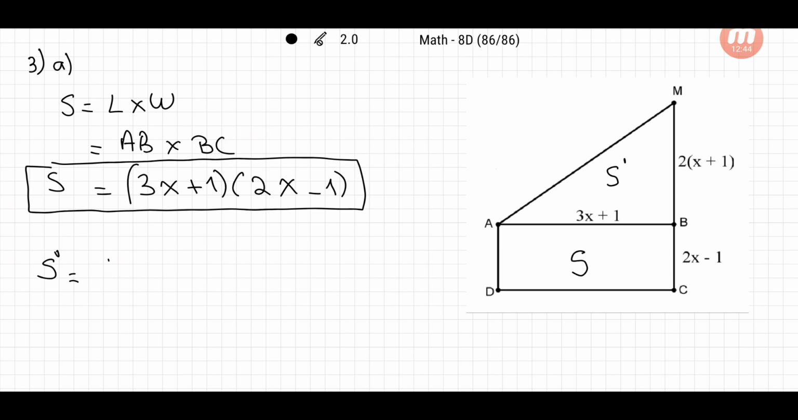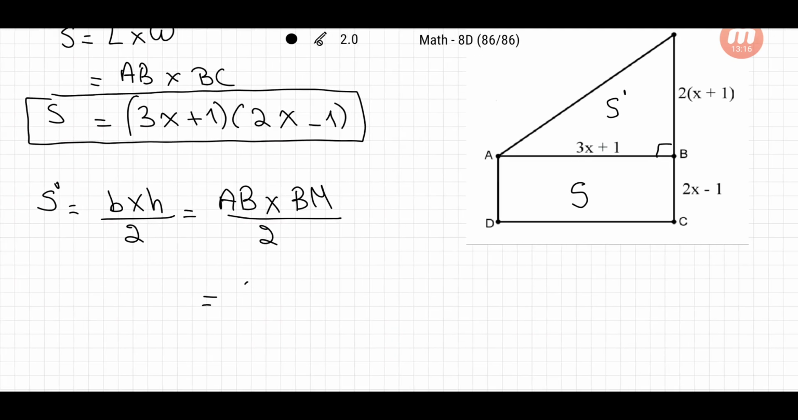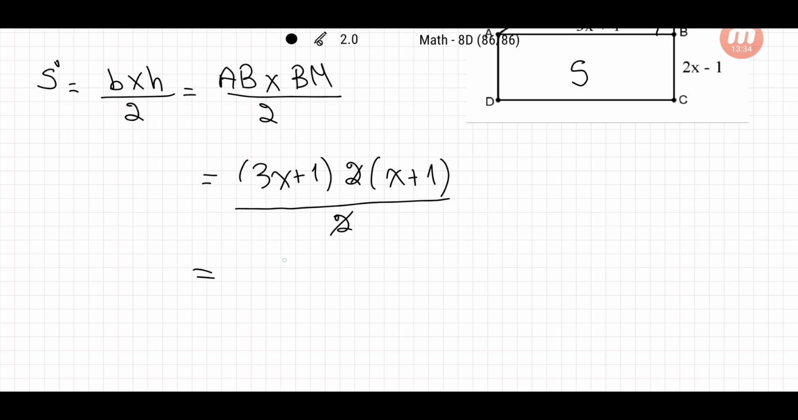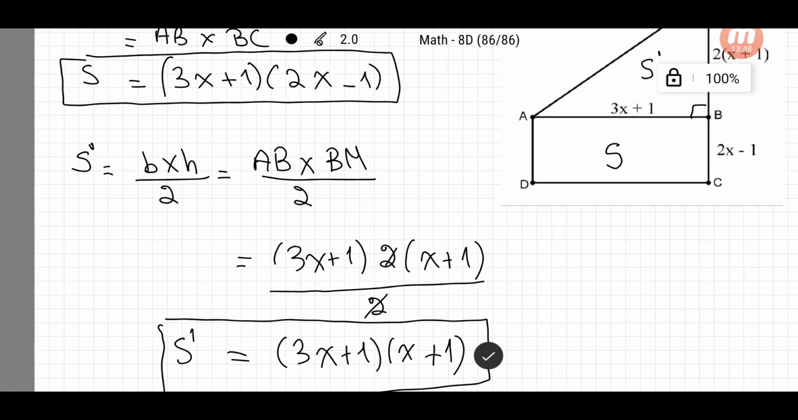Now for S prime, it is base times height over 2. In this right triangle, this is the base and this is the height. So it is base, which is 3x plus 1, meaning AB, times BM, the height, over 2. AB is 3x plus 1 times BM, which is 2x plus 1, over 2. Now the 2 and 2 cancel, so I'm left with (3x plus 1)(x plus 1). This is S prime. So I found S and S prime in terms of x.